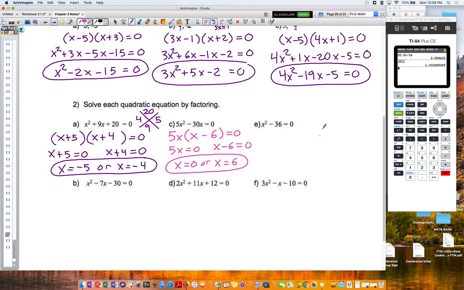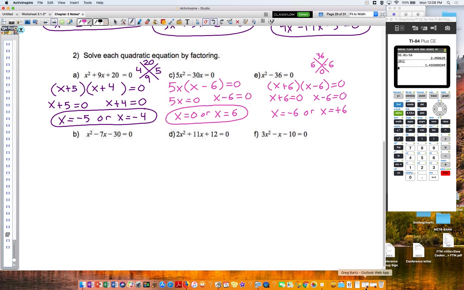All right, this one. Well, this one you're actually looking at factors of 36 that add up to 0. So many of you will realize, they're just opposites of each other. So this factors to x plus 6, x minus 6 equals 0. So x plus 6 equals 0. X minus 6 equals 0. So x equals negative 6, or x equals positive 6.